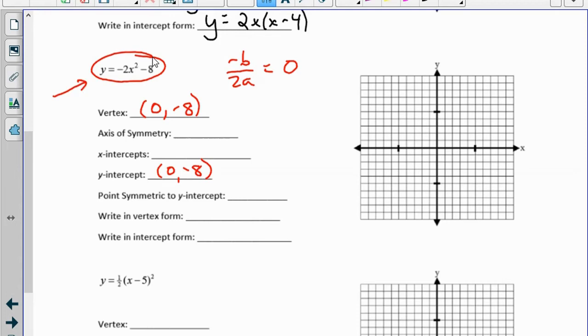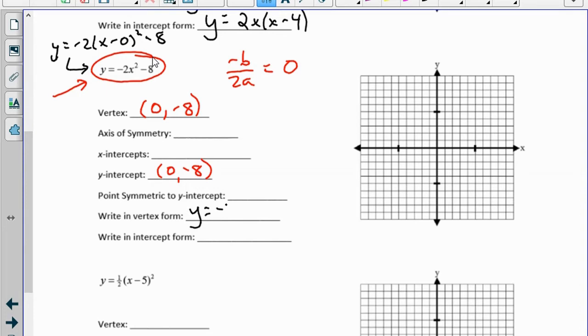Since this is in standard form right away, one of the things that we can always notice is the c value is going to be the y-intercept. Once we figure that out, we can also understand that this is actually written in vertex form as well. You can see that because if you do y equals negative 2 times x minus 0 squared minus 8, these two things are equivalent. So because that is true, then I can write this in vertex form right now.